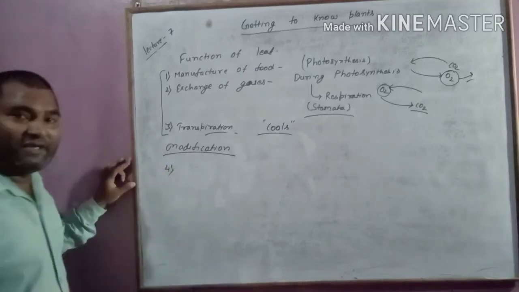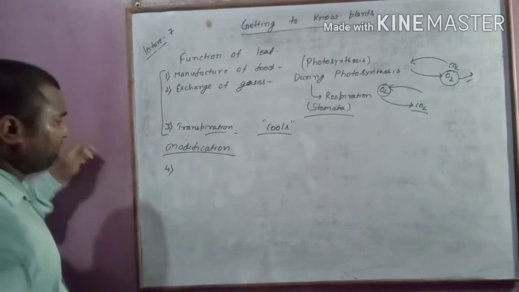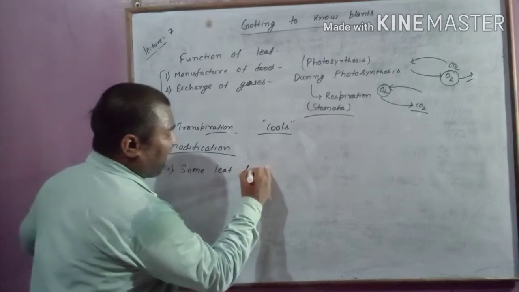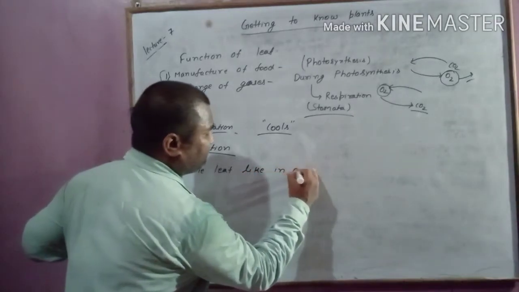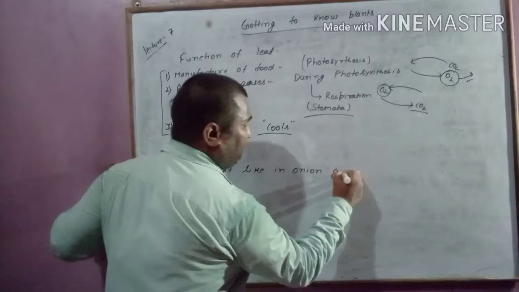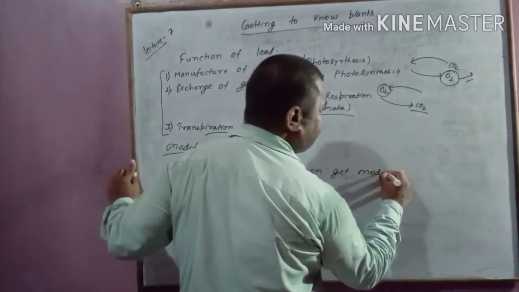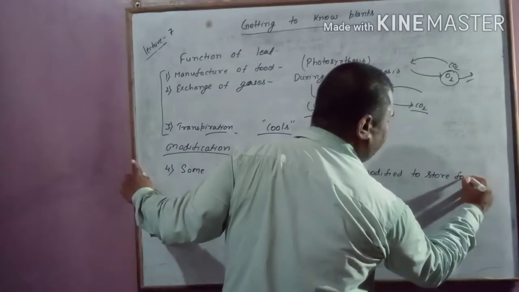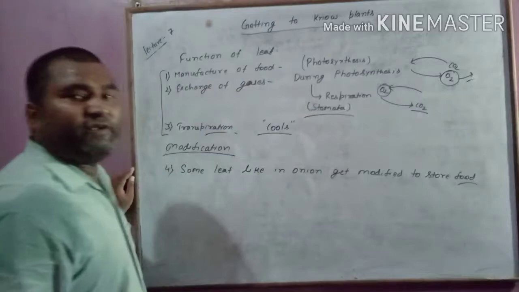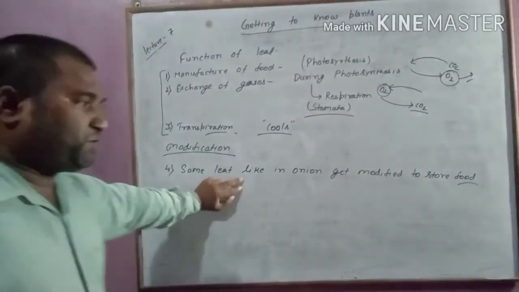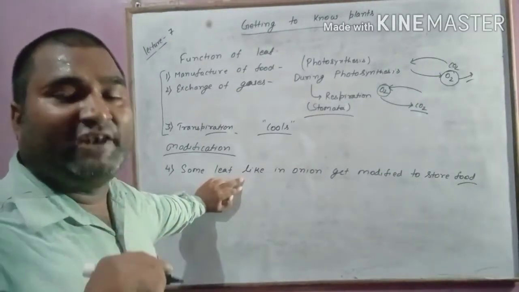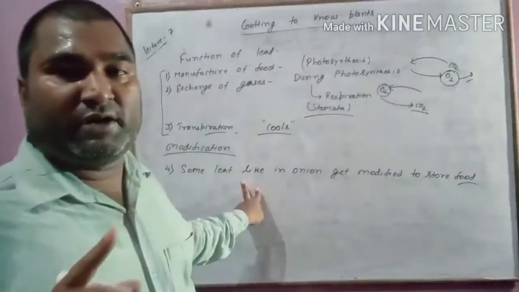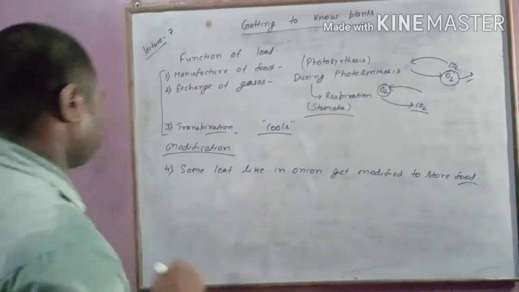Fourth point, modification. It is also a type of function of the leaf. So some leaf, like in onion, get modified to store food. So it's kind of modification. Storing of food is not the function of leaf. Storing of food is not the function, but some leaf get modified to store food.